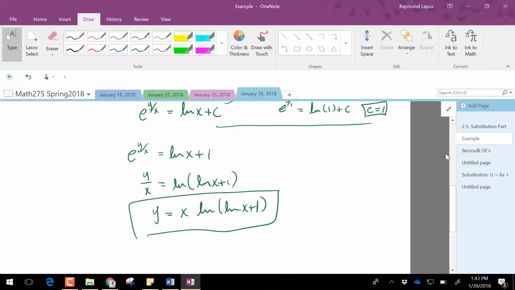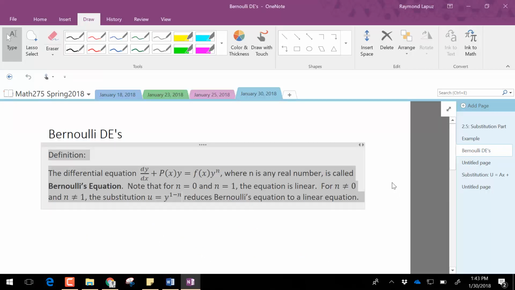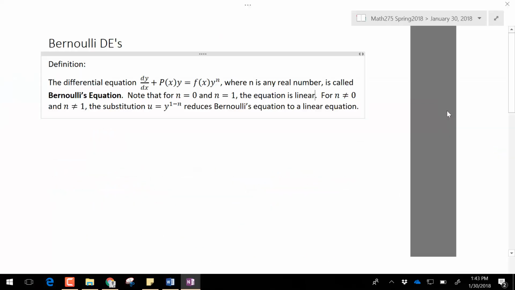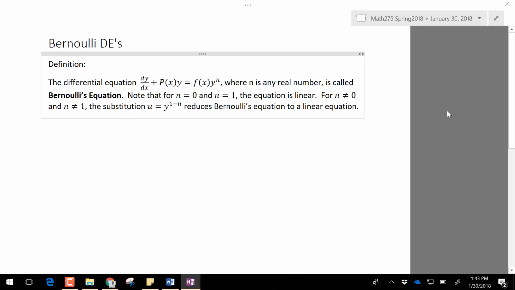All right, our next technique is dealing with a differential equation that's called a Bernoulli differential equation. Again, this is part of classifying differential equations, whether something's separable or something is an exact differential equation, first order linear, if the functions are homogeneous. Now, another thing to check for is, does a function look like a Bernoulli differential equation?